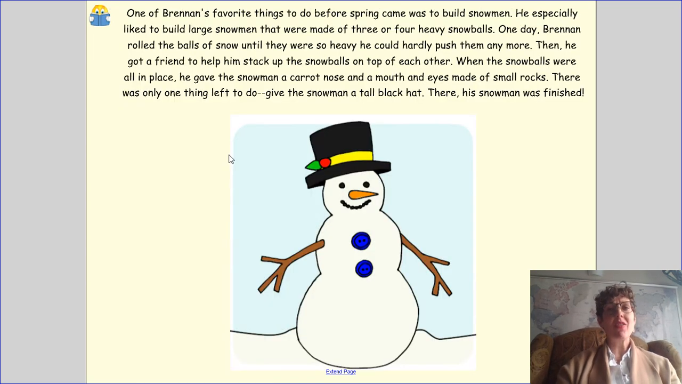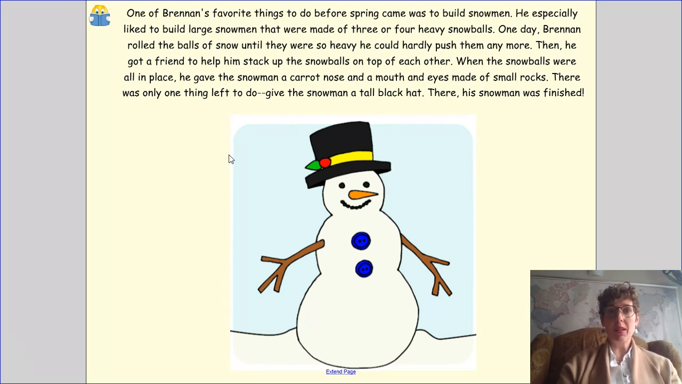One of Brennan's favorite things to do before spring came was to build a snowman. He especially liked to build large snowmen that were made of 3 or 4 heavy snowballs. One day, Brennan rolled all the balls of snow until they were so heavy he could hardly push them anymore. Then he got a friend to help them stack the snowballs on top of each other. Remember that? Hear that top?